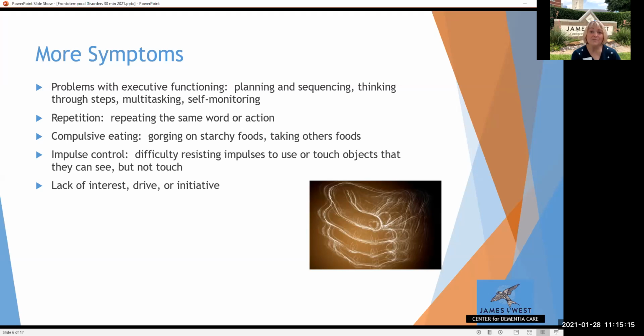Another thing you'll see many times with someone with FTD is gorging on starchy foods and reaching over and taking other people's foods.